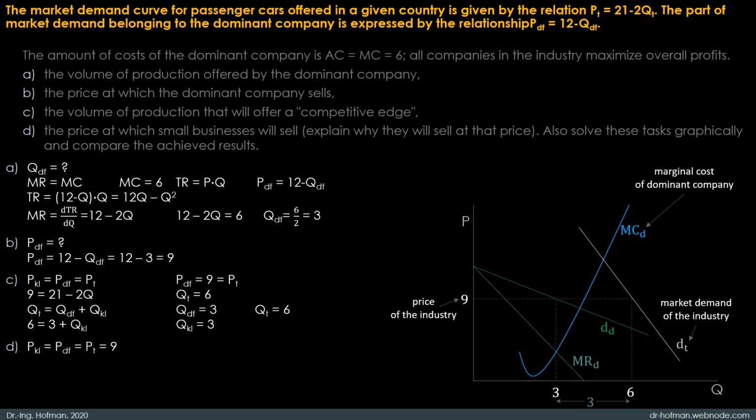The bright green line is the demand, the production of the dominant company. And the darker green line is the marginal revenues line of the dominant company. The J curve in blue is the marginal cost curve of the dominant company, and the gray line on the right is the market demand of the industry, DT.